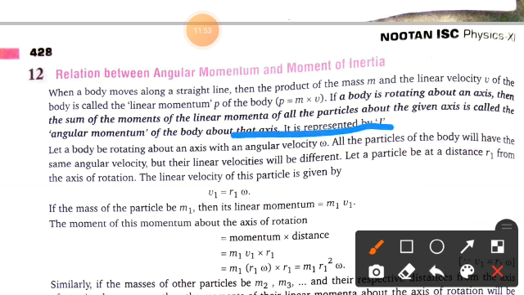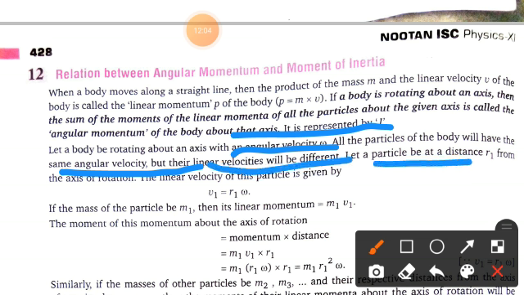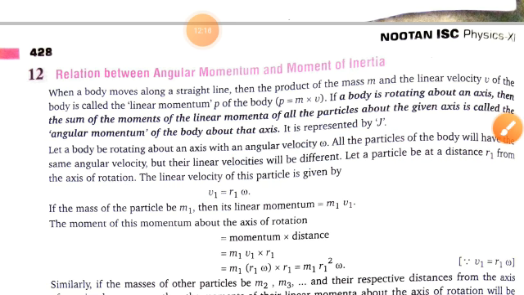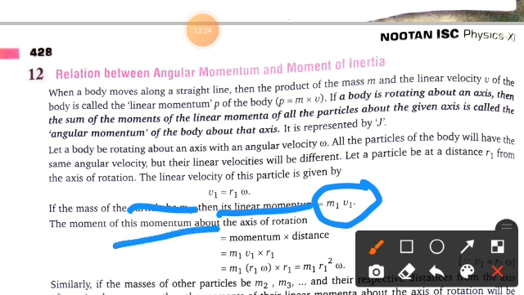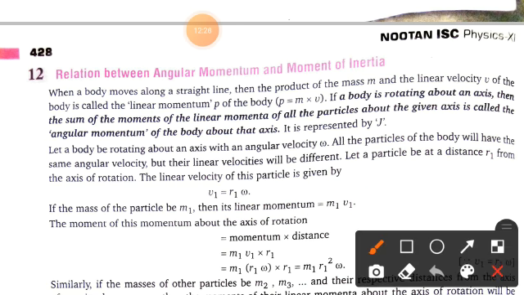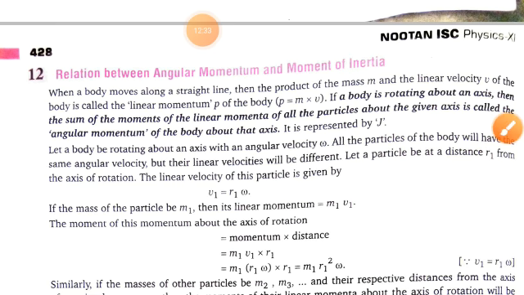Let a body be rotating about an axis with the angular velocity omega. So all the particles of the body will have the same angular velocity, but the linear velocity will be different. Let a particle be at a distance small r1 from the axis of rotation, then the linear velocity of this particle is given by v1 is equal to r1 omega. Clear? If the mass of the particle we take as m1, then its linear momentum is m1 v1. The moment of this momentum about the axis of rotation is momentum into distance. So we finally find, after putting all the values, m1 r1 square multiplied by omega.